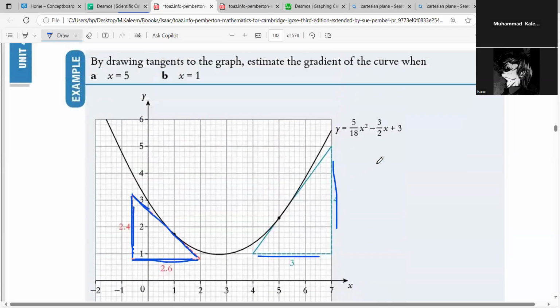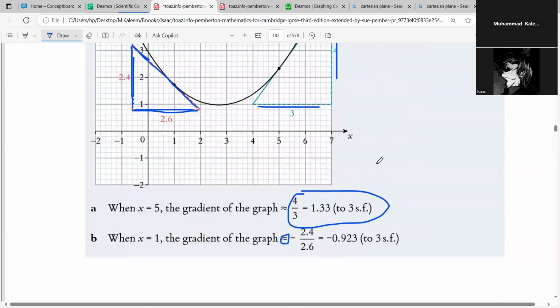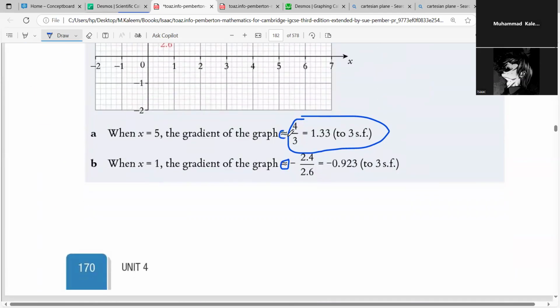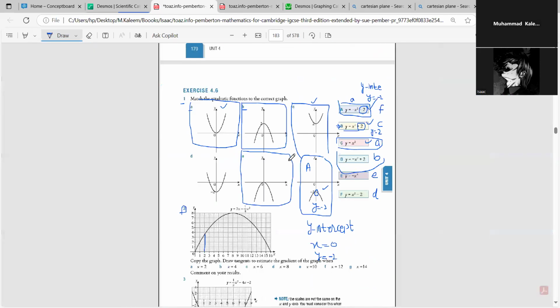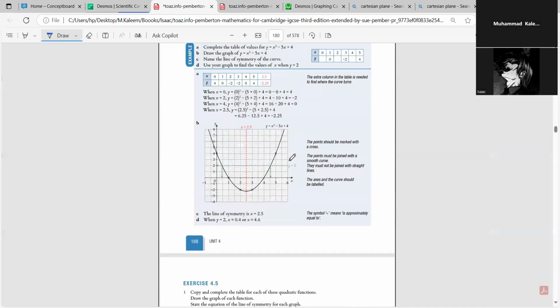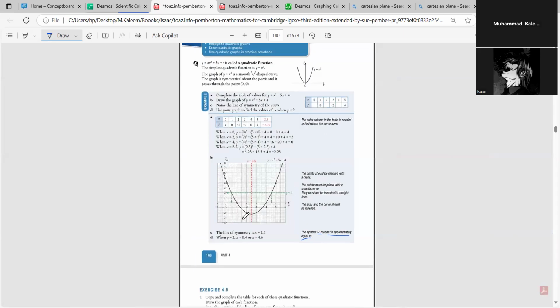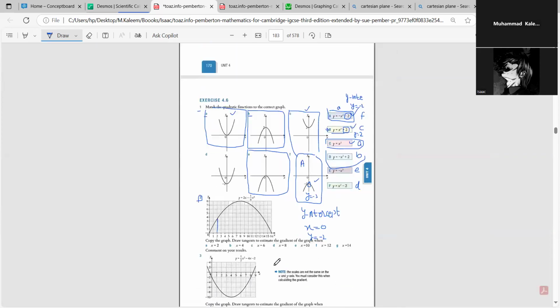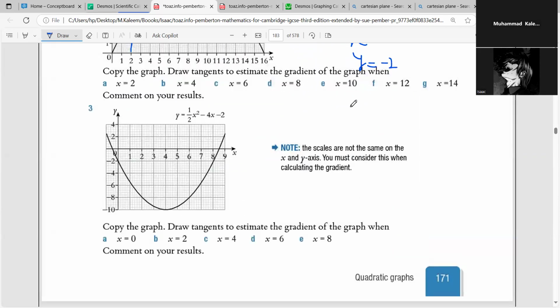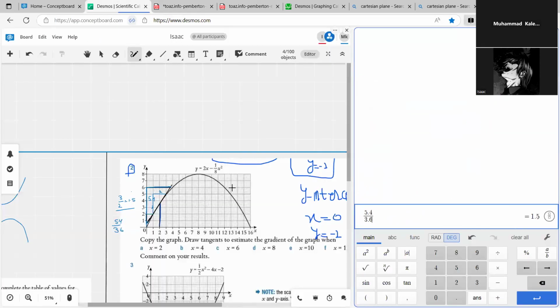Look here, they explain the meaning of this thing. You can see the symbol means is approximately equal to. It means approximately this is the answer, maybe not exactly this answer.